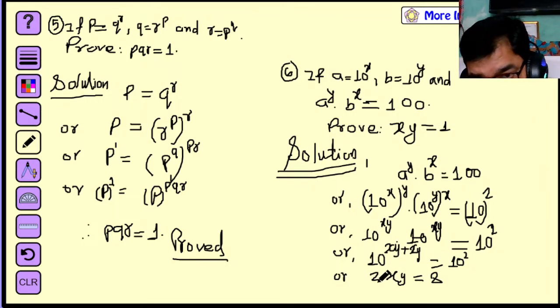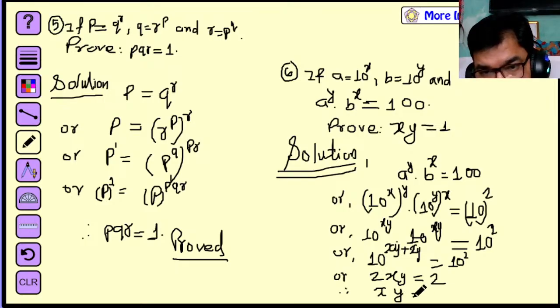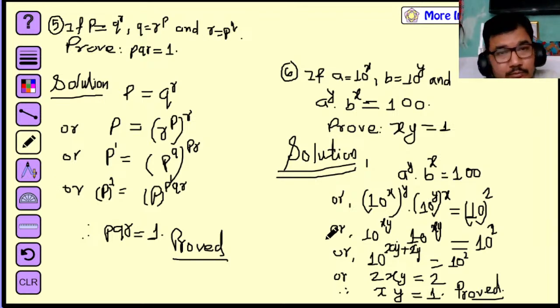Then when 2 goes here to divide, 2 divided by 2, the answer will come: xy equals 1. Like this we have to solve, and the question is asking to prove xy equals 1. It came xy equals 1, which is proved. The question is proved. Like this we have to prove this type of question of laws of indices.